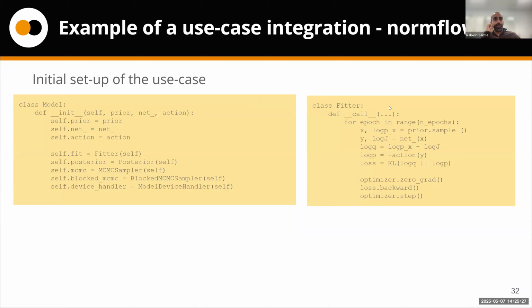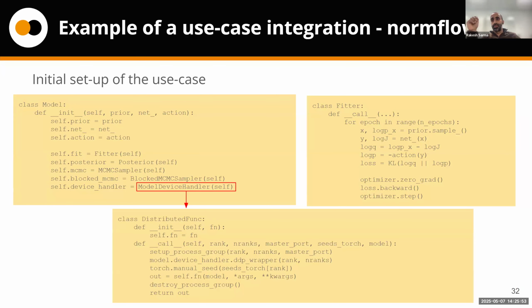Okay. So as I said, you have on the left here the model, which has these three components: the prior, net, and action. And this was the initial setup of the use case. There is of course much more code, but I just show the parts which are really needed for the integration. So on the left is the model where you specify these three networks, and on the right is the fitter, which is basically the trainer, which specifies all the training logic, doing the forward and backward steps and things like that.